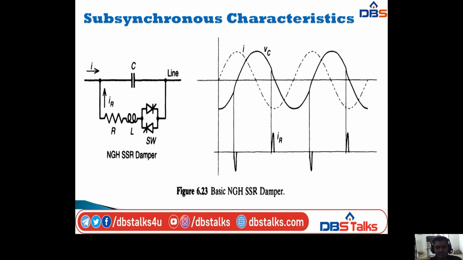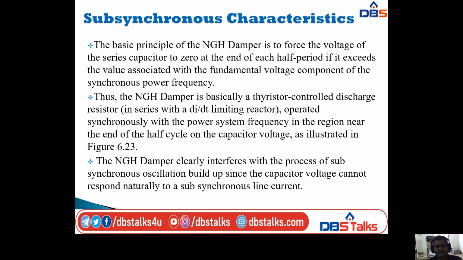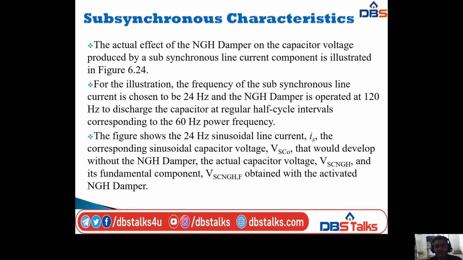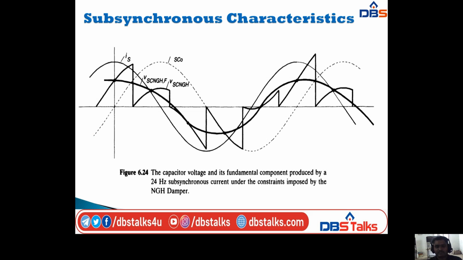The NGH damper clearly interferes with the process of subsynchronous oscillation build-up, since the capacitor voltage cannot respond naturally to a subsynchronous line current. The actual effect of the NGH damper on the capacitor voltage produced by a subsynchronous line current component is illustrated in this diagram, figure 6.24.